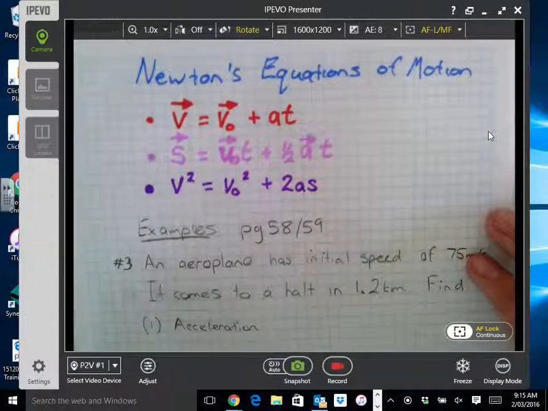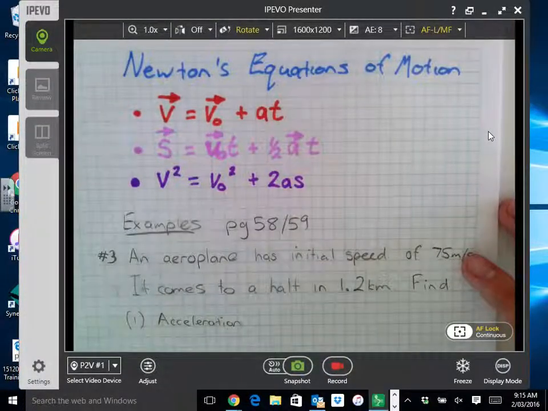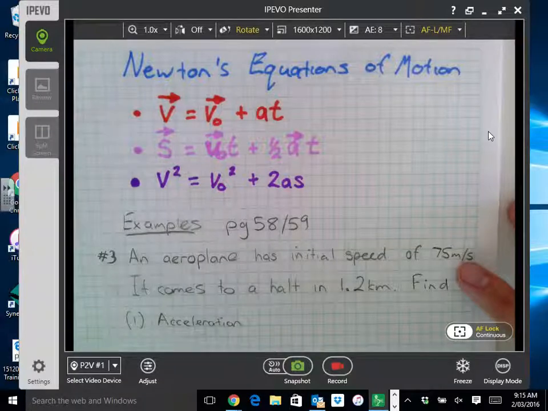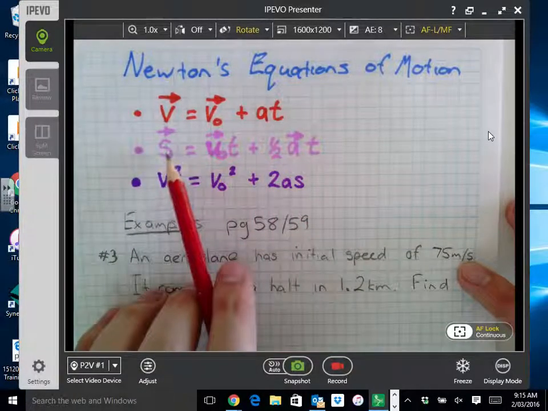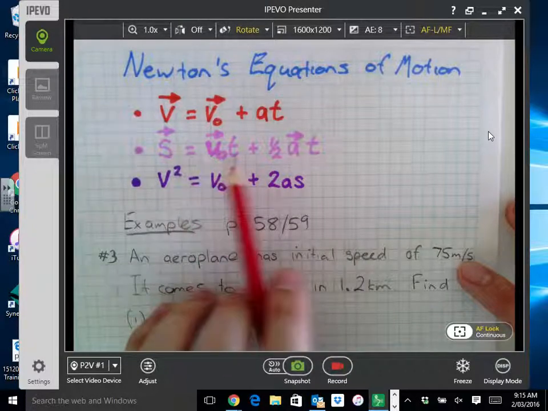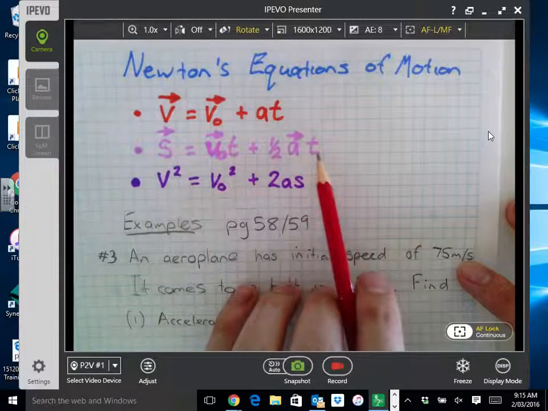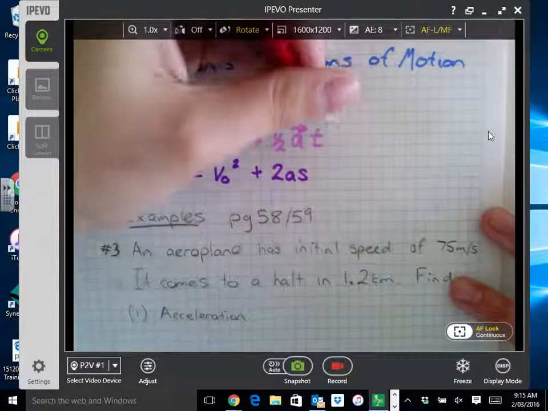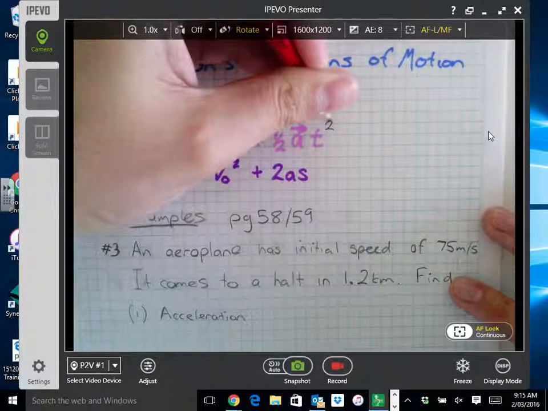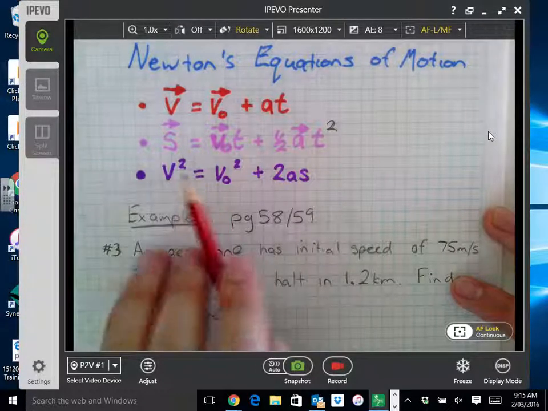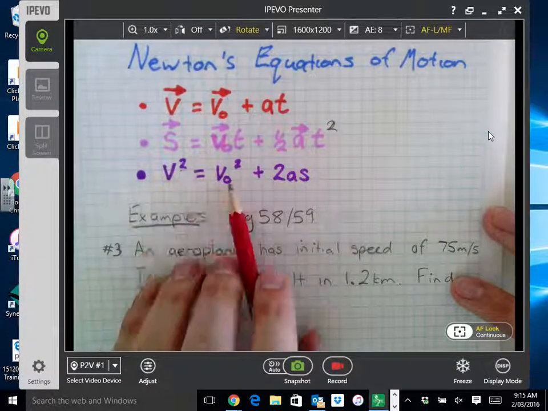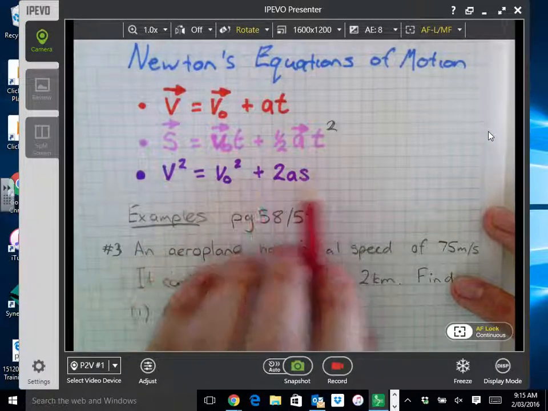Okay, so there's your 3 Newton's equations of motion in the order that I did them in. The first one: V equals V naught plus AT. The second one: S equals V naught T plus half AT squared. Let's fix that up straight away. I don't have my Sharpies on me, so that has to be in pencil. So yeah, T squared, sorry, that was a mistake. And the third: final velocity squared equals initial velocity squared plus 2AS.